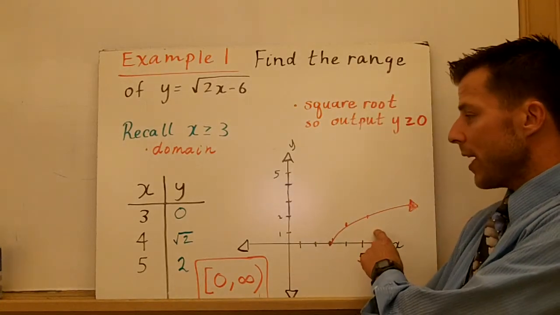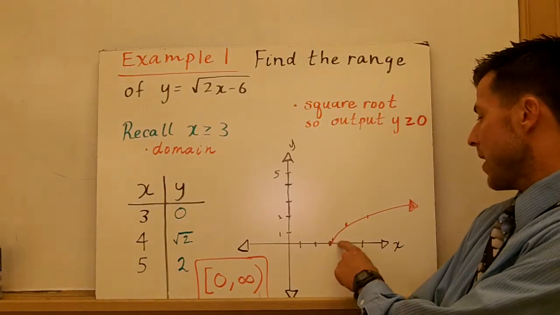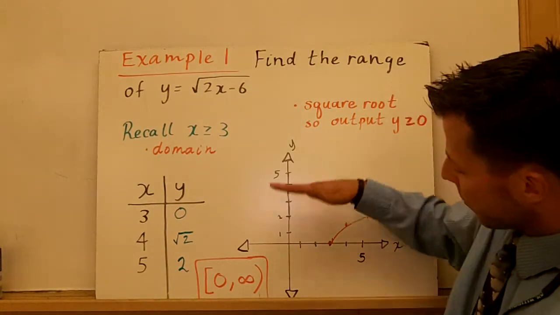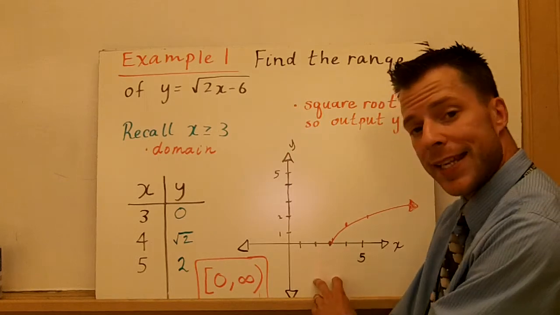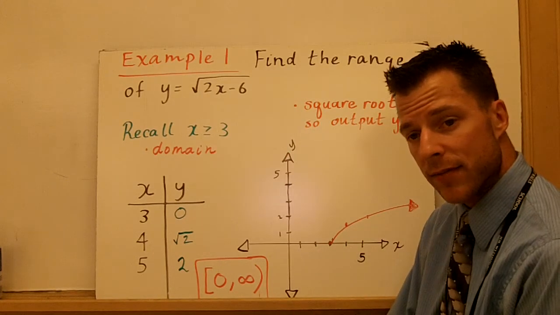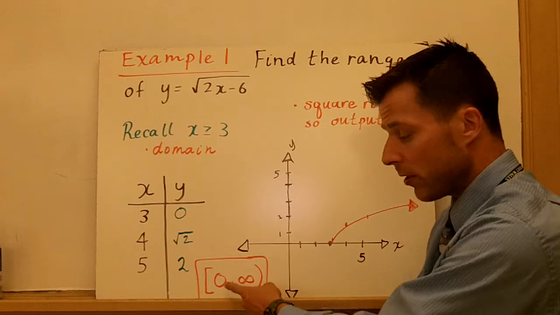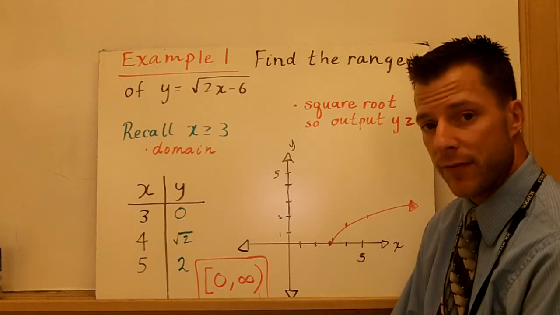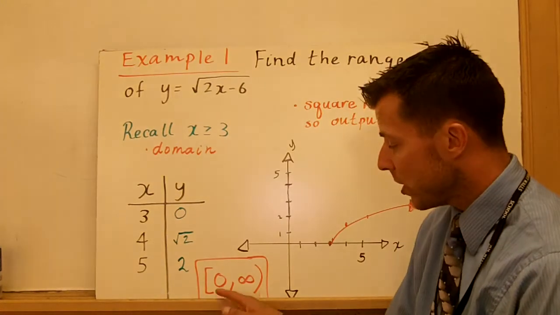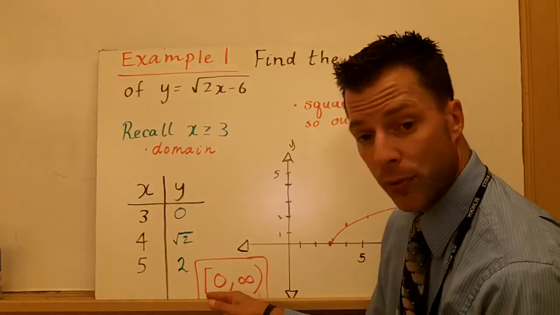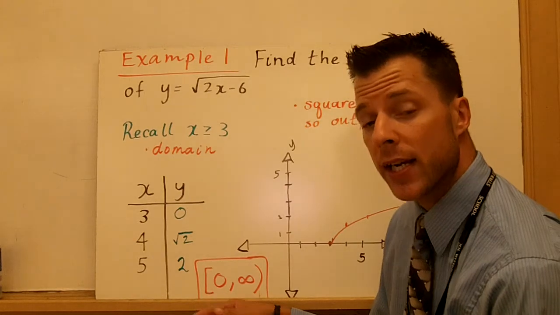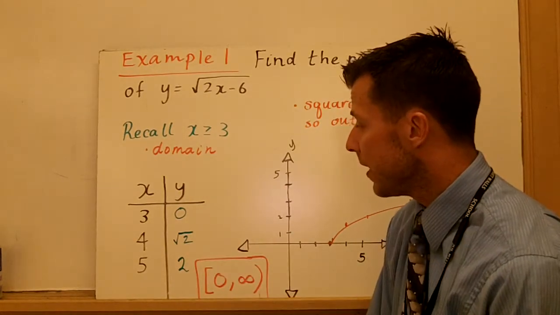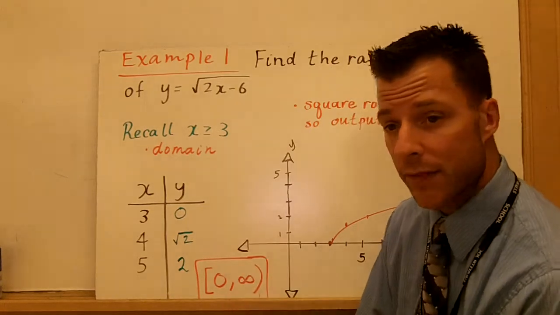So when I graph this function, I have (3, 0) and (5, 2), and I draw my line. You can see the y values. If you're looking vertically at the y values, there's nothing in the negative. Everything is positive, with the exception of 0. 0 is not positive or negative, but I'm starting at 0 and I'm going to positive infinity. So that is my range, 0 to infinity, and I use brackets with the 0 because I can include 0. Okay, so that is your first example on how to find range.